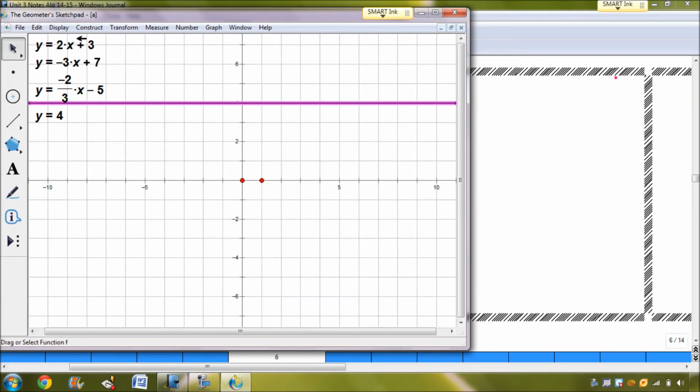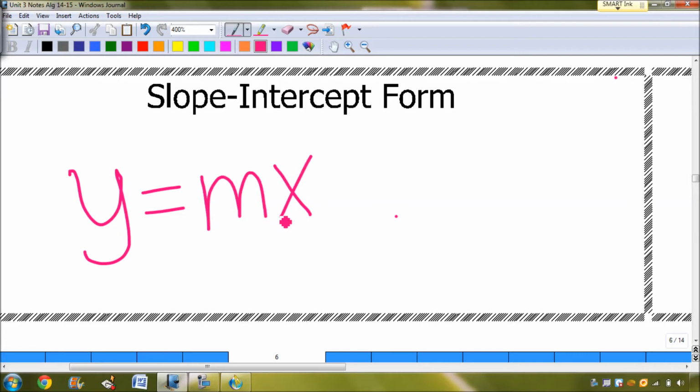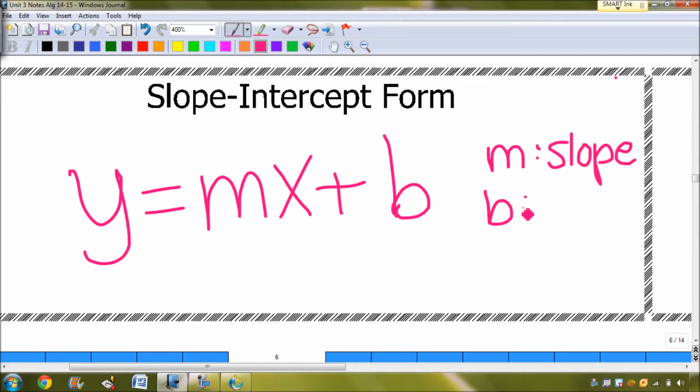All right. So if you guys notice, every equation is always going to be in the form y equals the slope times x plus the y-intercept. Slope times x, but I don't write it down because it's 0, plus the y-intercept. Now you all know that the variable for slope is m, so it's always going to be y equals mx, all right? And then the variable for the y-intercept is b, so y equals mx plus b, where m is your slope and b is the y-intercept.